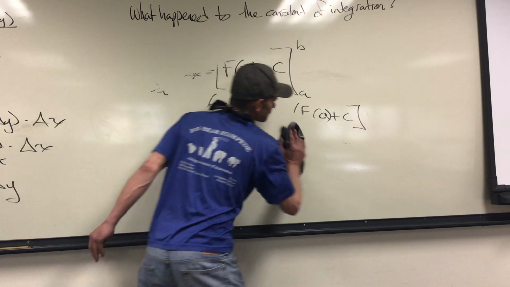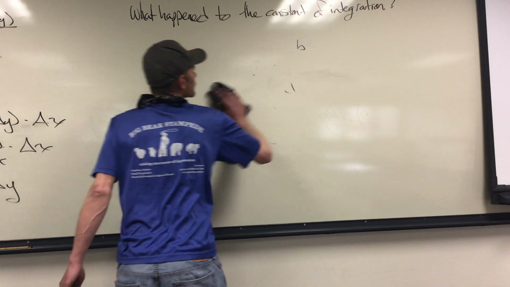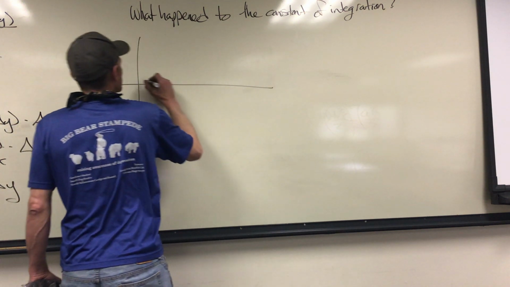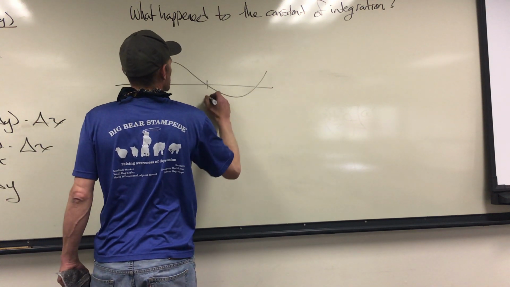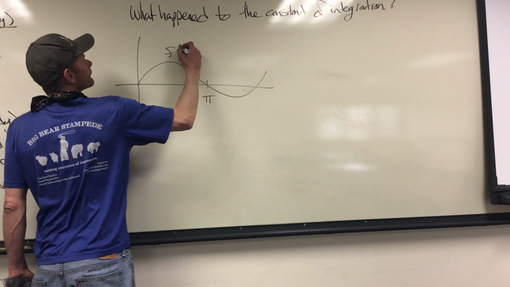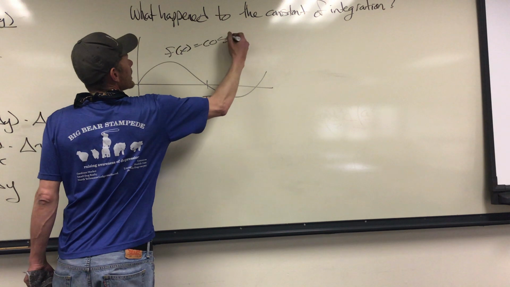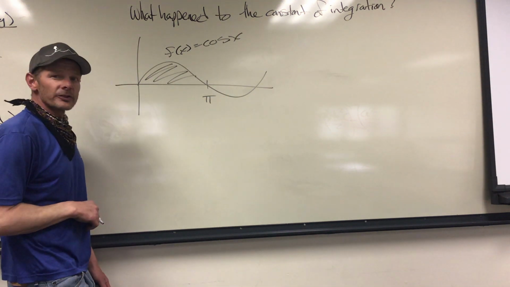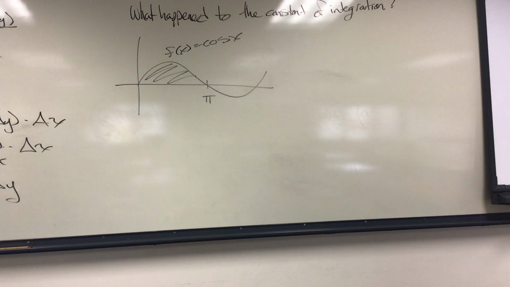One more real quick. How about this one? You're going to like this one. How about we find the area underneath the cosine curve from 0 to pi? Let's see if we can see that. Oh, good, you can. So let's do it.